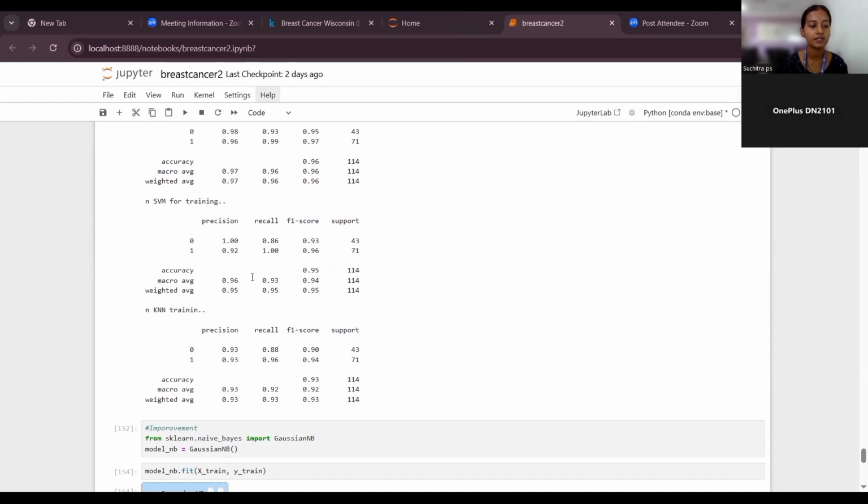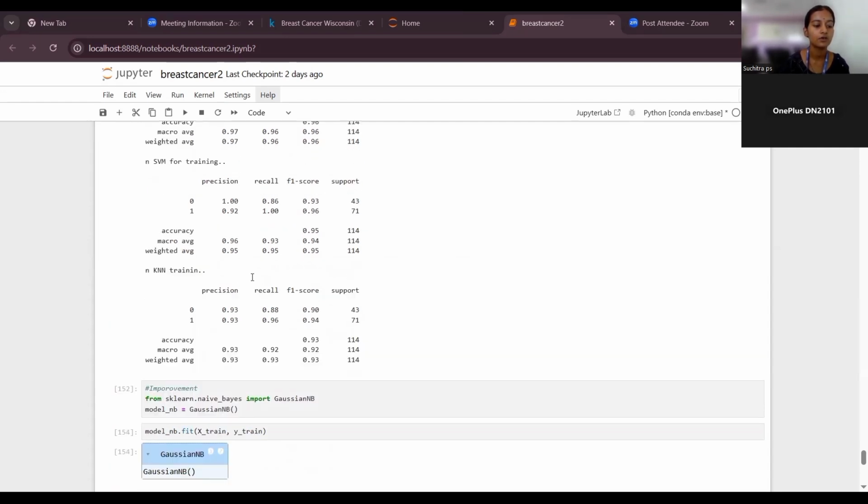In the metrics, accuracy is 94% for training and testing is 97%. And then class 0 f1 is 91% for training and testing 96%. And then class 1 f1 for training is 95% and testing is 98%.